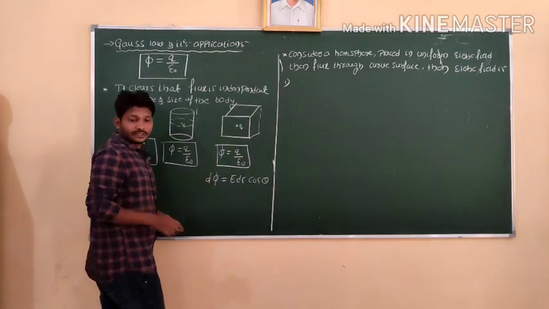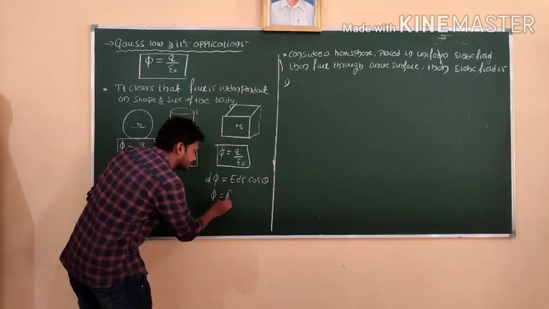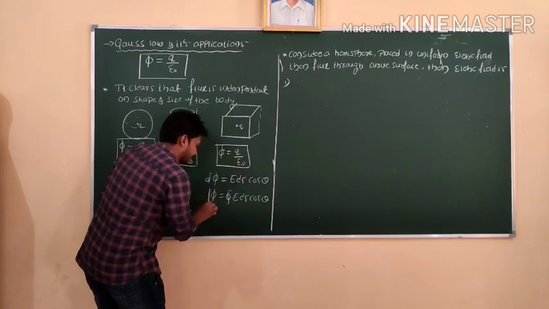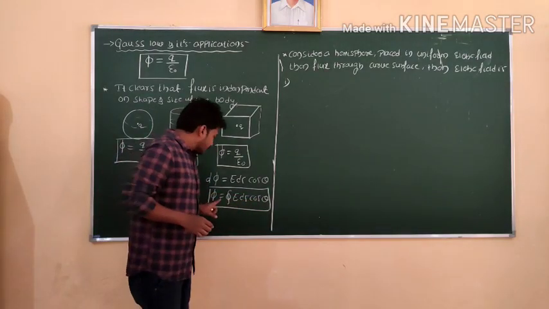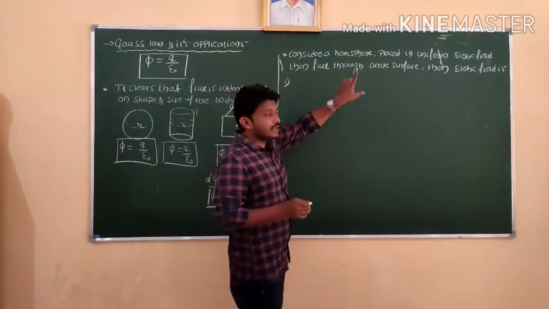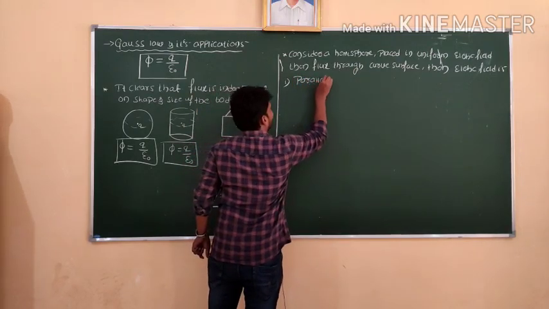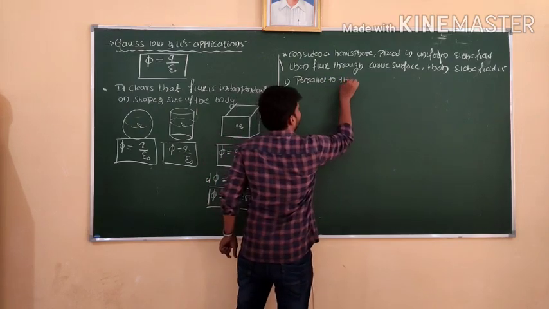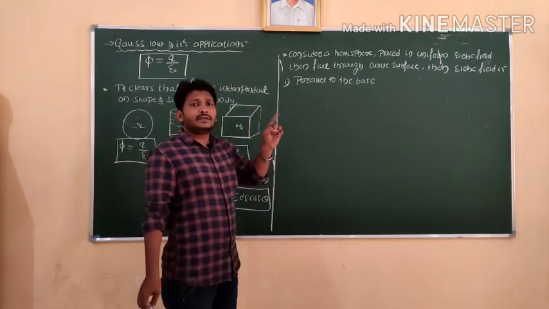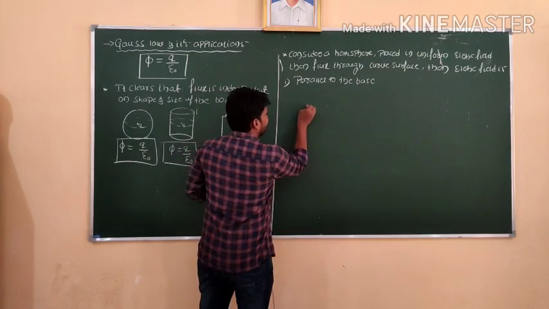For a closed surface, what is the value here? For a closed surface, the integration of E ds cos θ. So it means the flux value depends upon the angle between the electric field and the normal line. So if the electric field lines are parallel to the base, what is the flux through a hemisphere? I will calculate. First I will draw that hemisphere here.